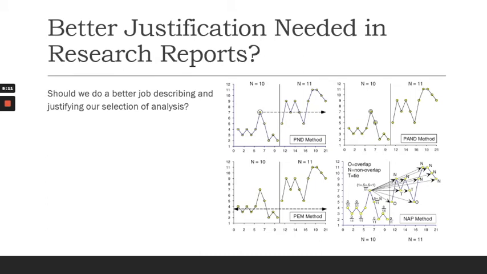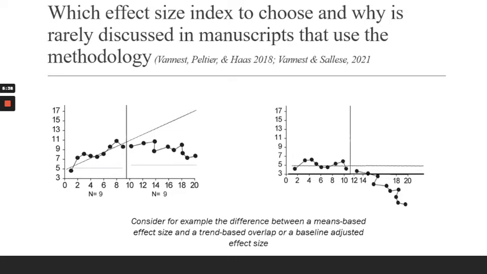Take these 4 examples, PND, PAND, PEM, and NAP. You'll see that in this illustration, each type of method uses different data and gives the calculation a different weighted impact. We don't talk very much about this in our manuscripts, and I think it can lead readers to misunderstand our results. Which effect size index to choose and why is rarely discussed in the manuscripts in the work that we've been doing to review how authors describe their methodology.